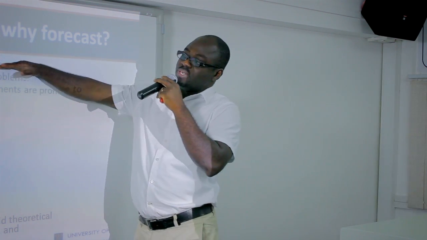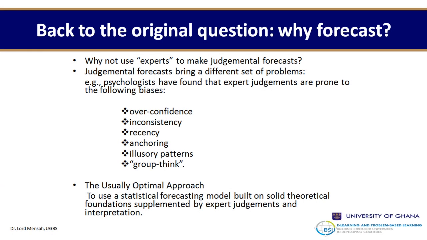So those people can be judgmental. So judgmental forecasts bring a different set of problems. Psychologists have found that experts' judgments are prone to the following biases. You can be overconfident, you're going to be inconsistent, and you're going to draw more on recent information. So more of what? Recency. And then also illusory patterns that do not exist, imaginary patterns.